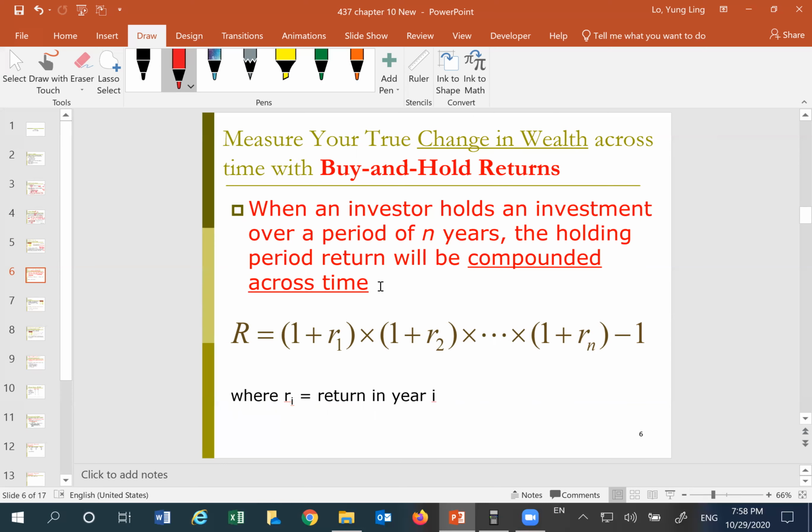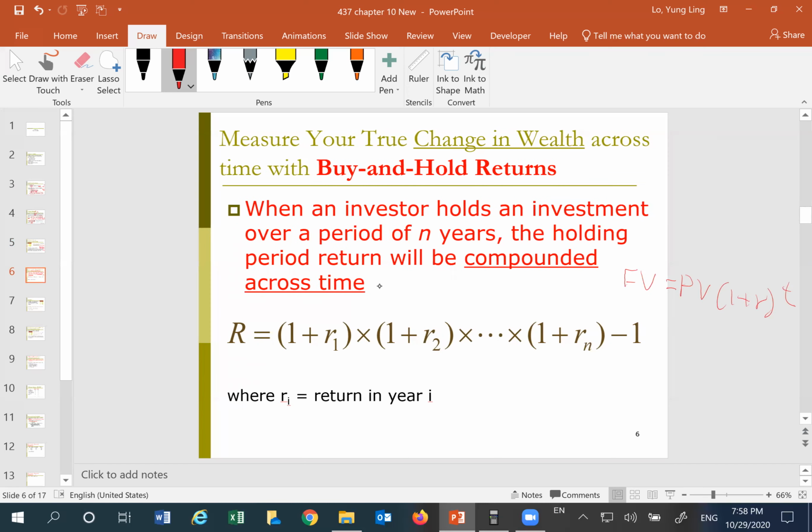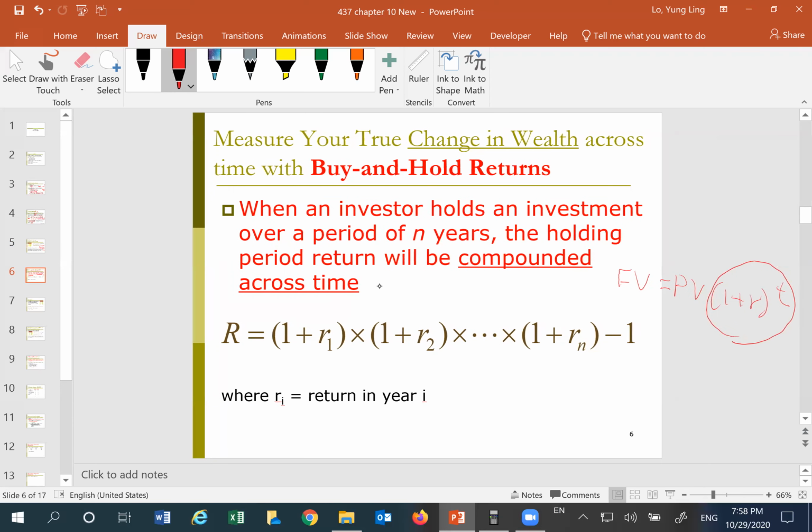So how do you compound? Well, in chapter 4, we saw that equation: future value equals present value times 1 plus r to the power of t, right? And we know that this term here in the red circle is known as the compound factor. So that's how we compound. We add 1 to the r before we compound it across t periods. Okay, so you can simplify it this way.